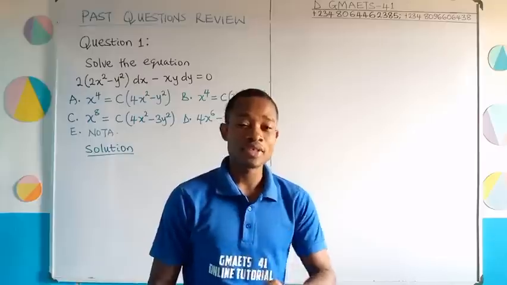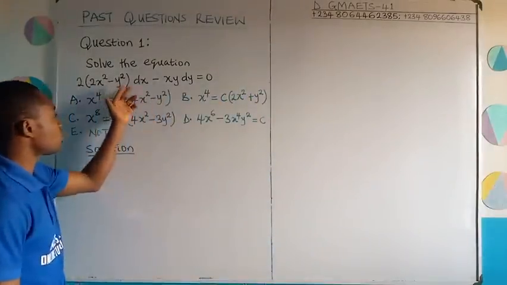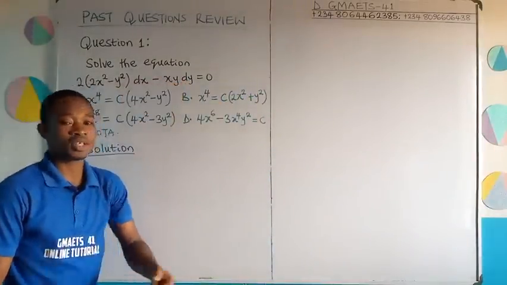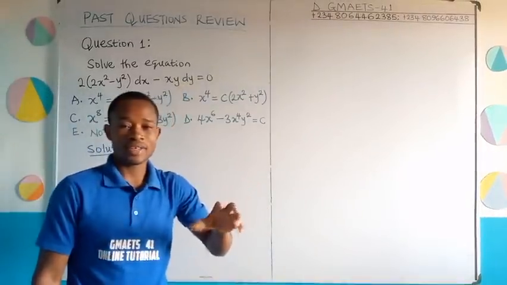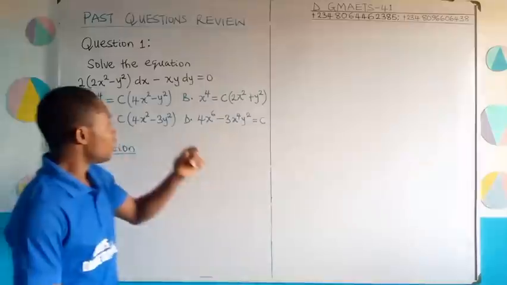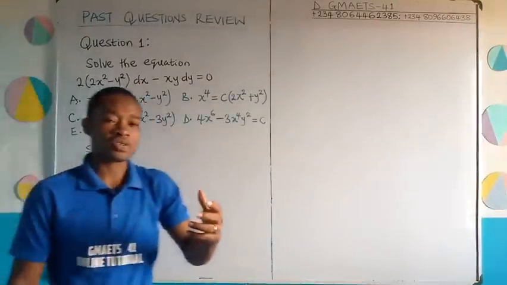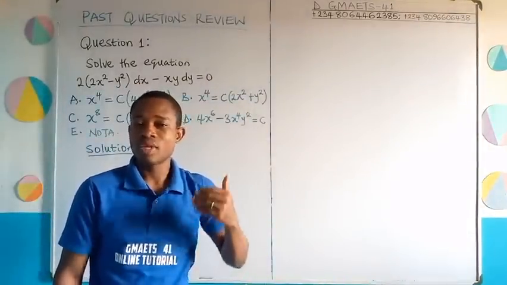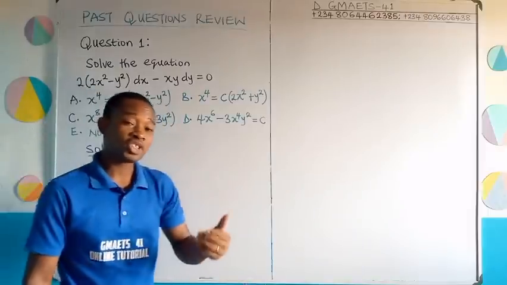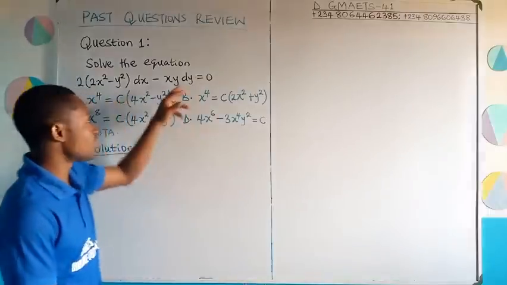Looking at the board here, this question is actually a first order ordinary differential equation. How did I get to know that? Look at this differential coefficient, it's simply dy. There is nothing like d²y there. Look at this one, it's simply dx. Nothing like d²x. Are you following? So the variables here have been differentiated only once, telling us that this is a first order ordinary differential equation.